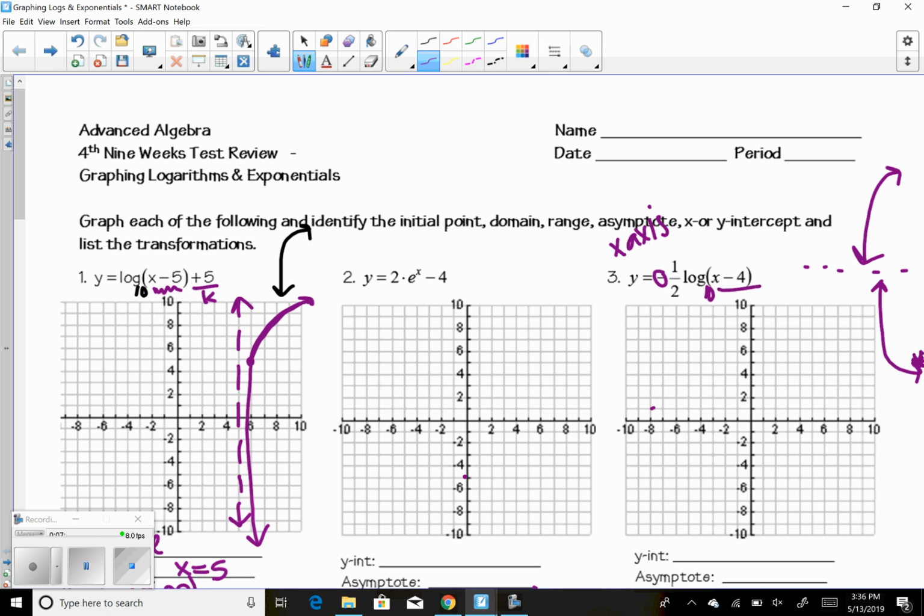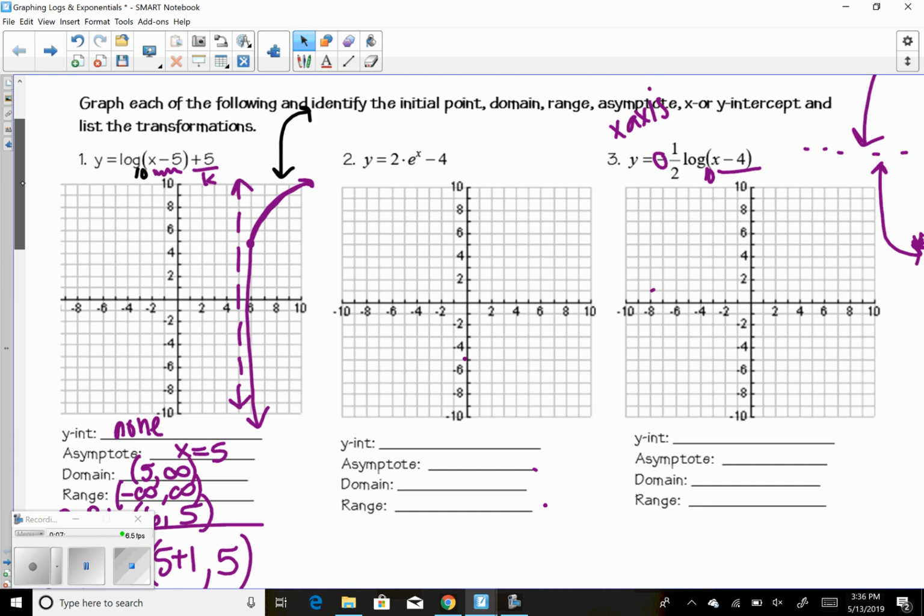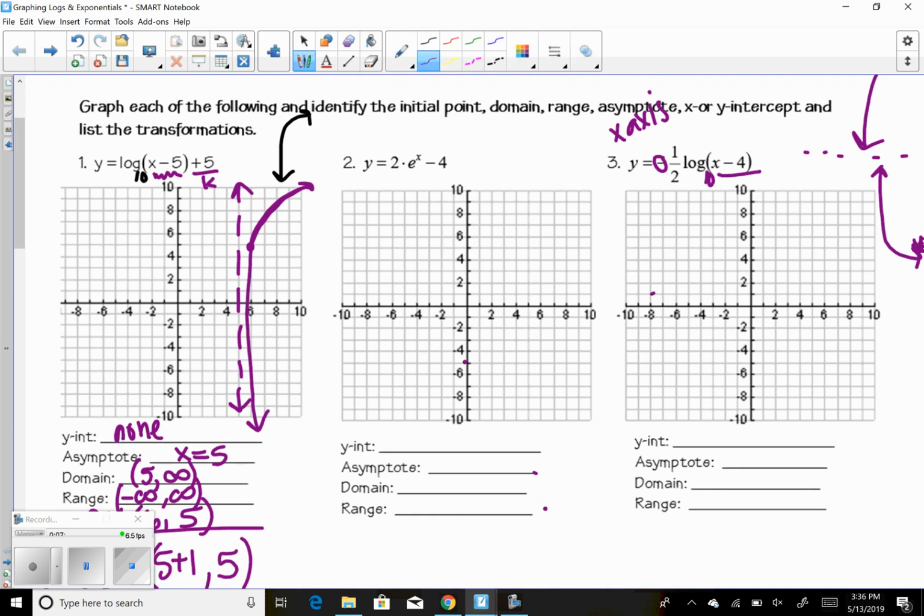So let's start with the vertical asymptote. I look in here, x minus 4. When I take that x minus 4 and go the opposite, my asymptote is going to be at x equals positive 4. So I go to positive 4.